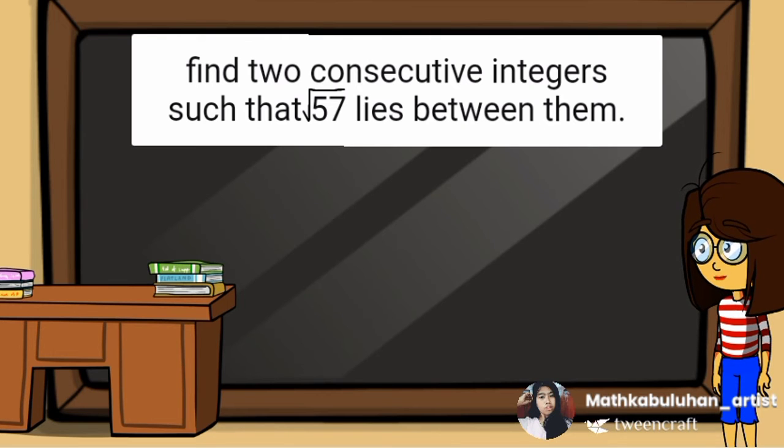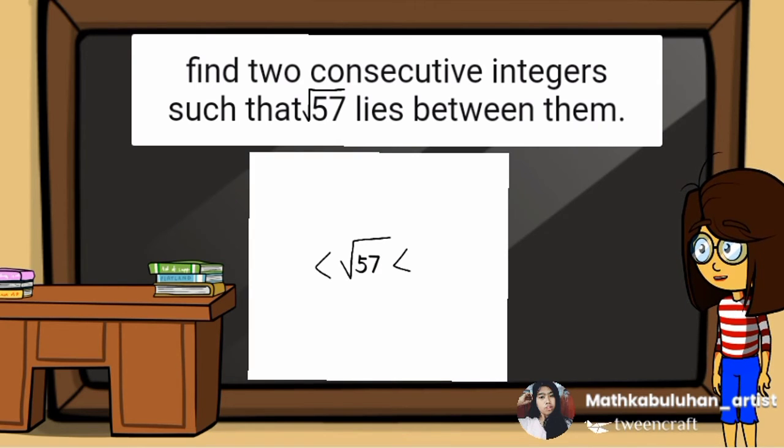The first thing we should do to find the answer for the square root of 57 is to find the perfect square that is below 57. So what is the perfect square that is below 57? We can think that 49 is the perfect square that is below 57. So we can now write it.